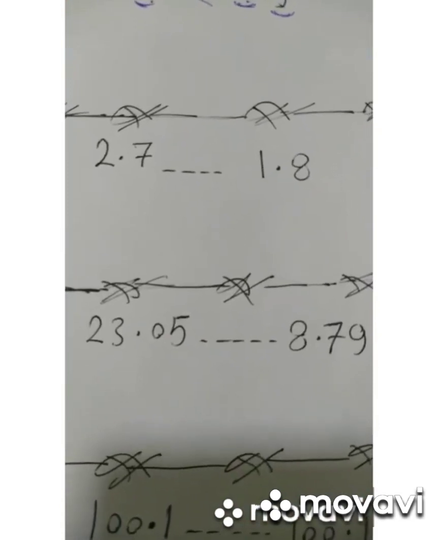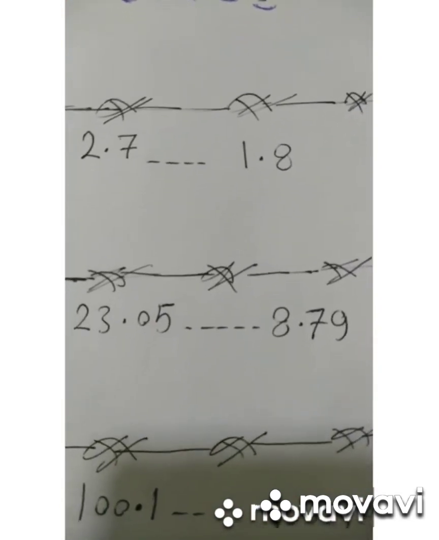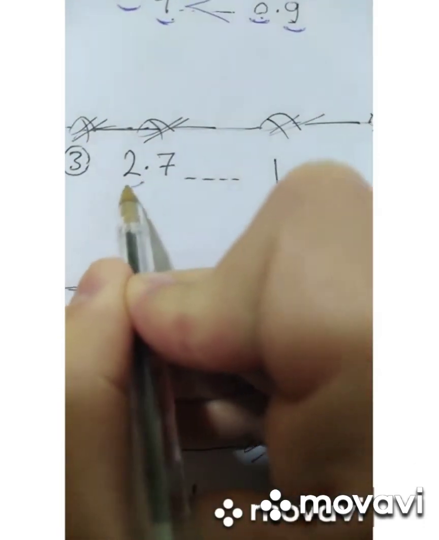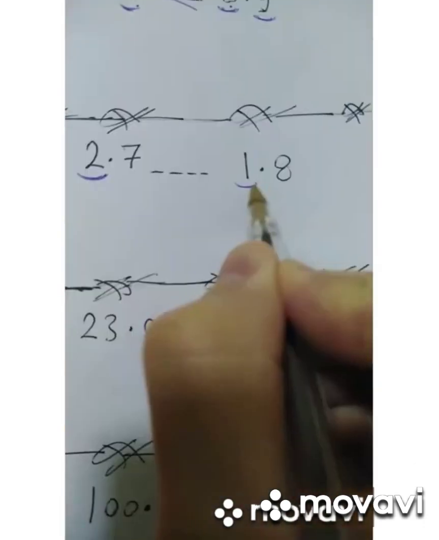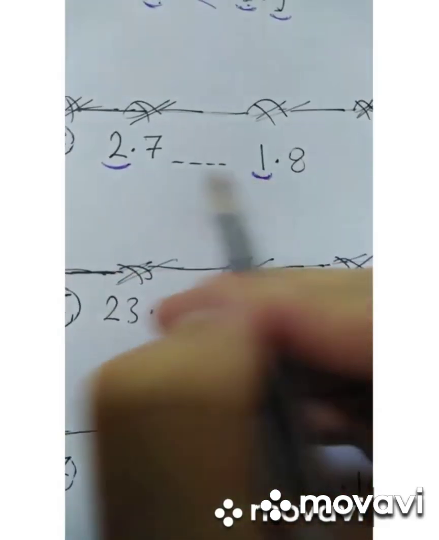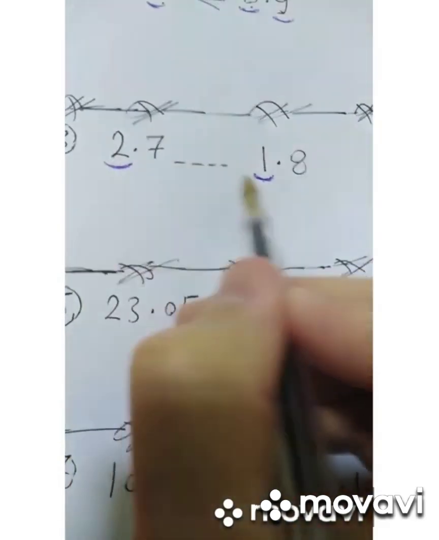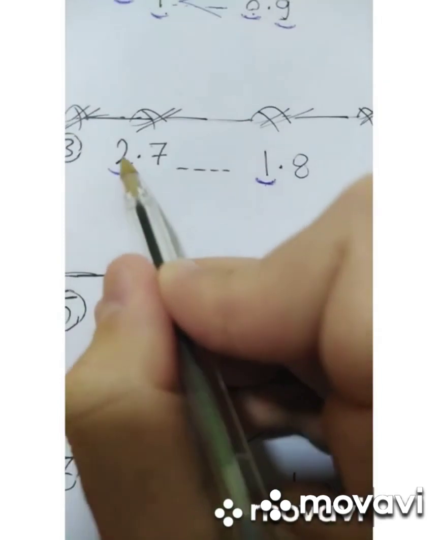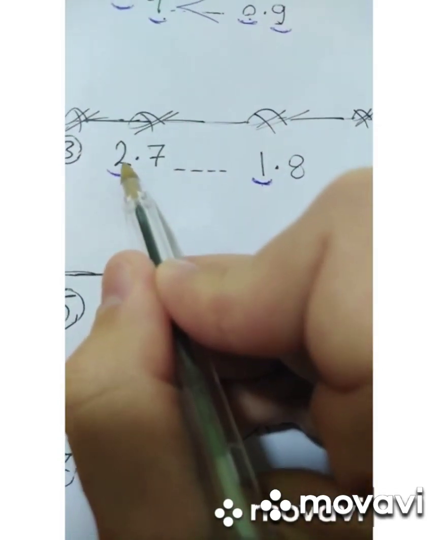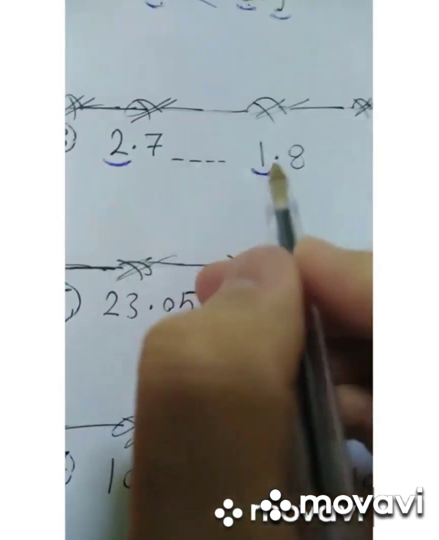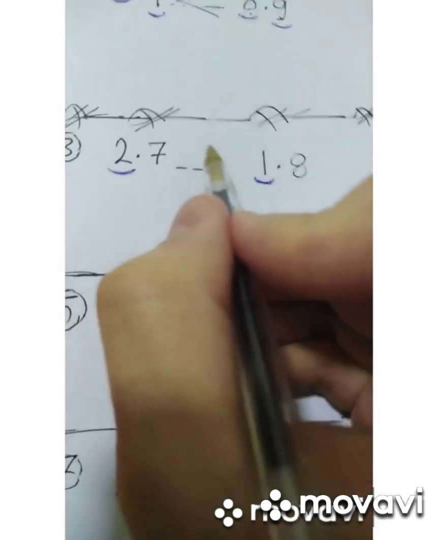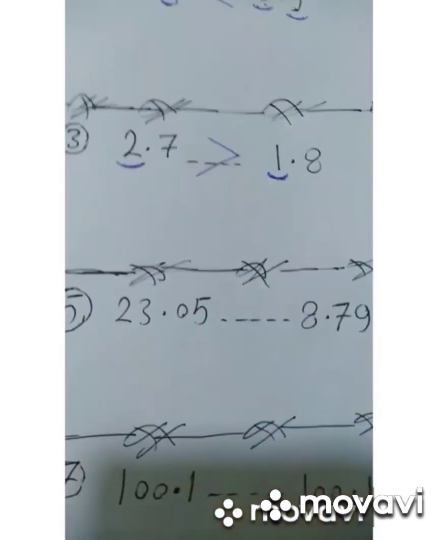2 and 7 tenths, 1 and 8 tenths. The whole in the first decimal is what? Is 2. Here is what? Yes, is what? Can we compare? Yes, they have different wholes. So what is the greater whole? 2. So this decimal number 2 and 7 tenths is greater than 1 and 8 tenths. So we can put greater than. Number 4. 3 and 5 tenths.